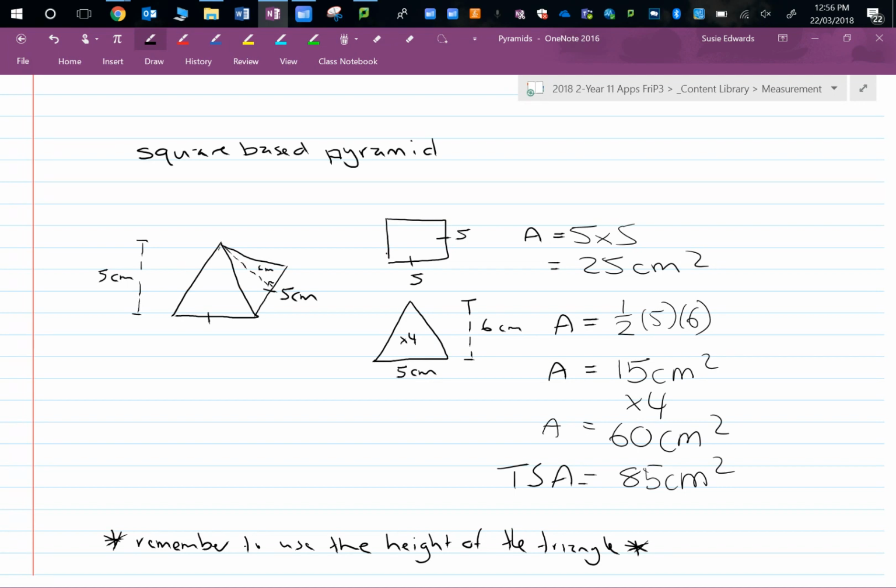Any questions about square-based pyramids? All right, so if it was a rectangular base pyramid, you'd find the rectangle and the two lots of two triangles. Okay, so just be aware of that.